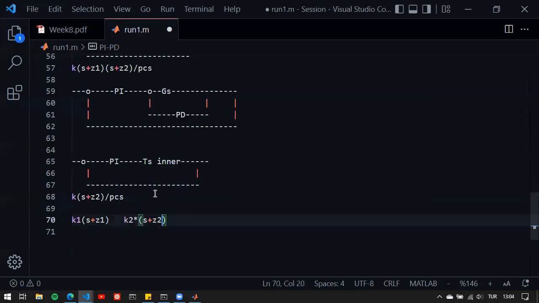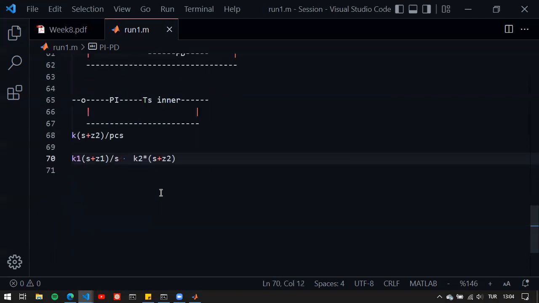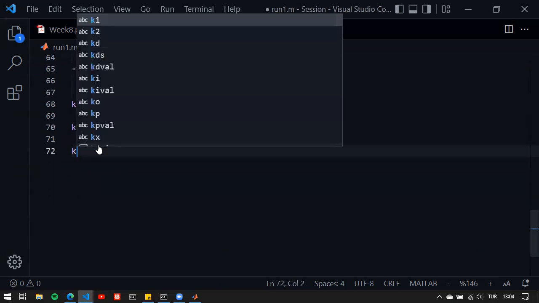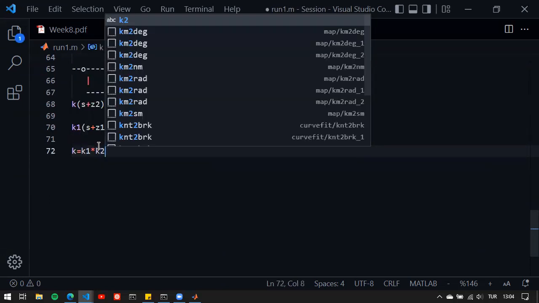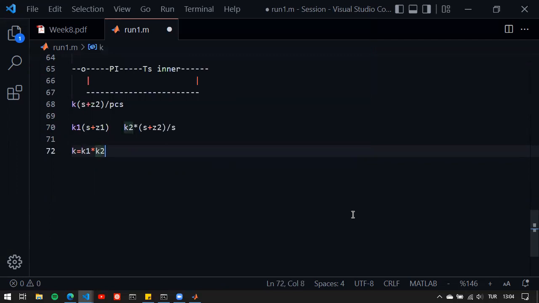Now, and divide by s. So let's say that this is the thing. Now here, or in this case, let's use this because Z2 is defined here. Now, one restriction is that K1 times K2 should be equal to K, but we don't know what K1 is and what K2 is.